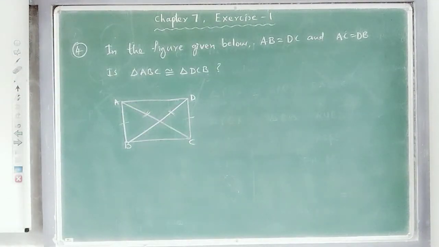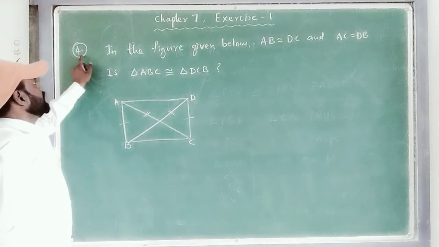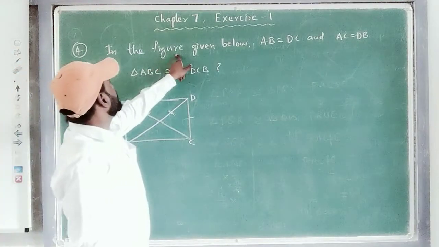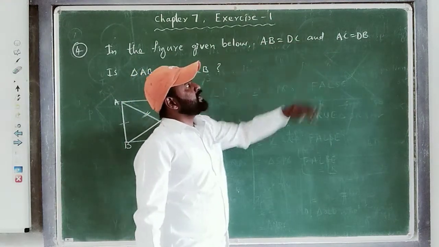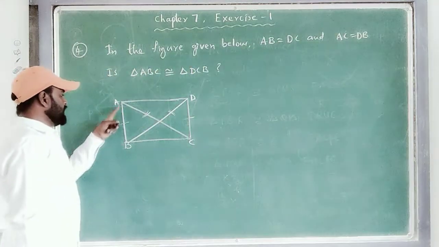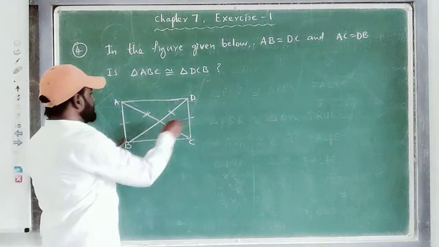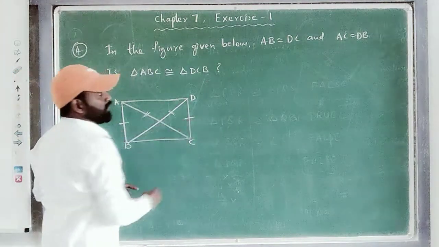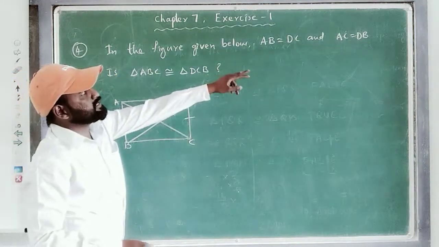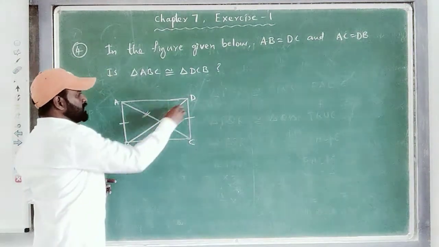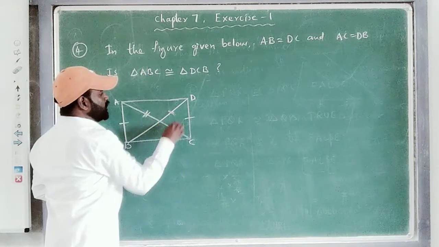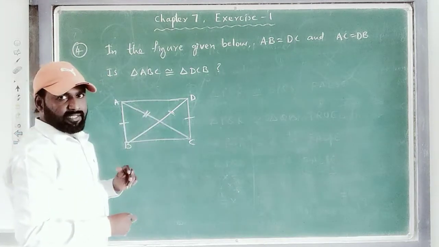Okay, see the next question. Fourth one. In the following figure given below, AB is equal to DC and AC is equal to DB. So these two sides are equal, it is given. Next, AC is equal to DB. AC, the diagonal, and DB is the diagonal. These are equal. So these two corresponding sides are equal.